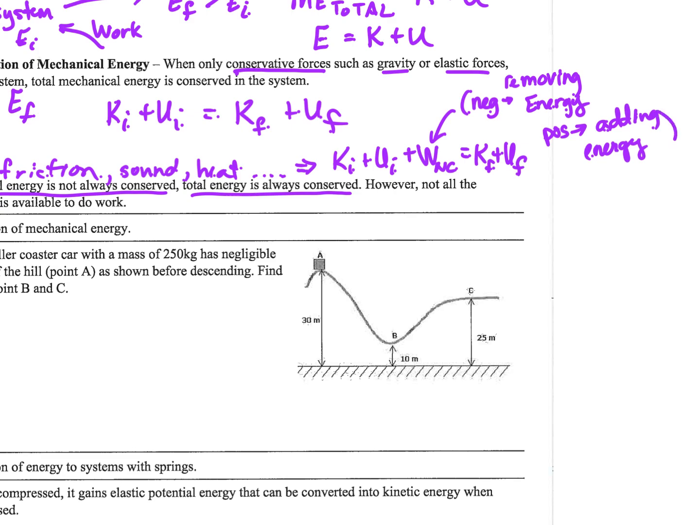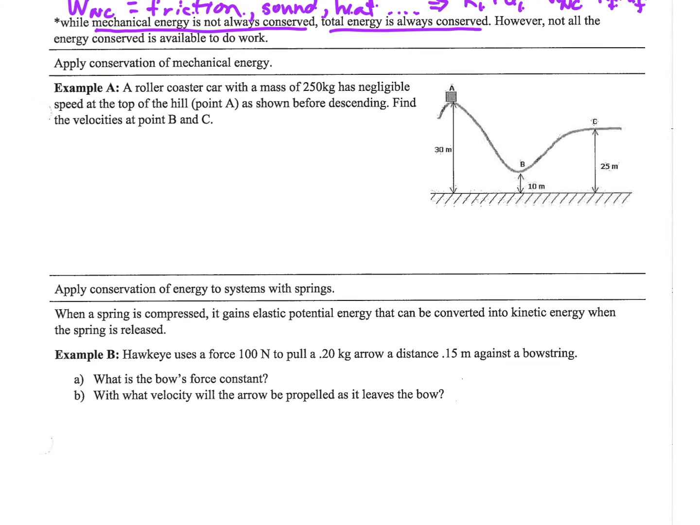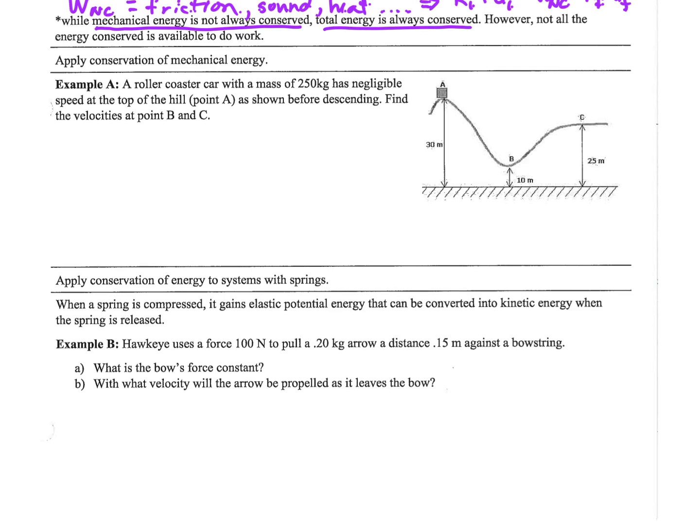So let's apply this conservation of mechanical energy here. We've got a roller coaster car with a mass of 250 kilograms, has a negligible speed at the top of the hill at point A before descending. Find the velocities at point B and point C. So what we have to do here is figure out our kinetic energy here is 0. Our potential energy, if you think about it, is mgh, isn't it? So to start with, our mechanical energy is going to be the mass, which is 250, times 10, times the height, which is 30. All right? So what is that going to be?